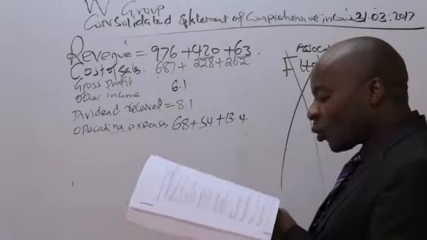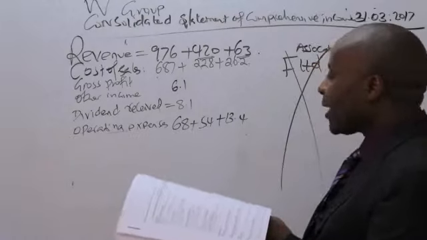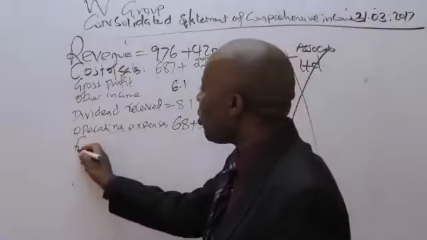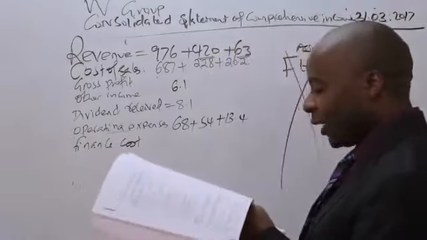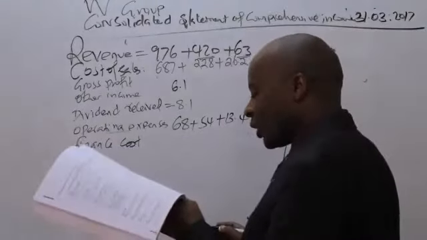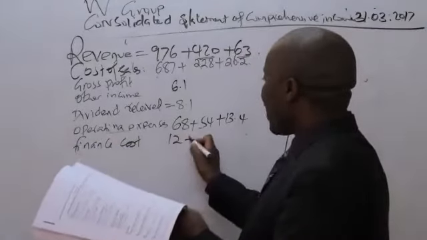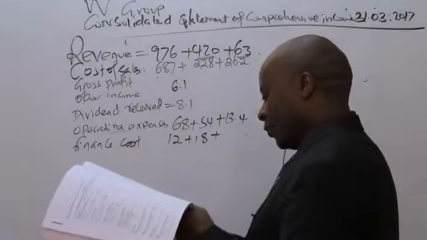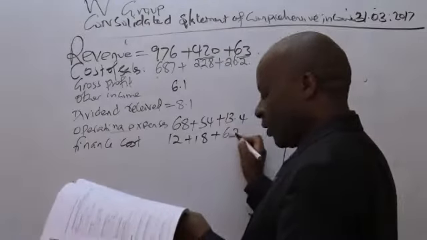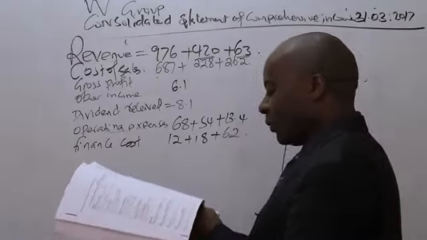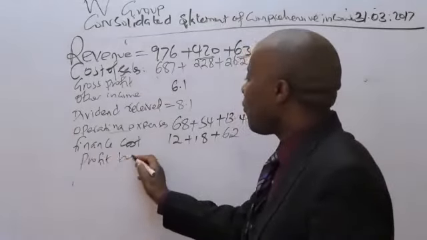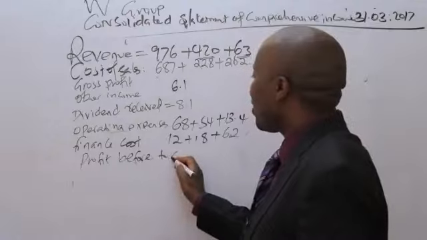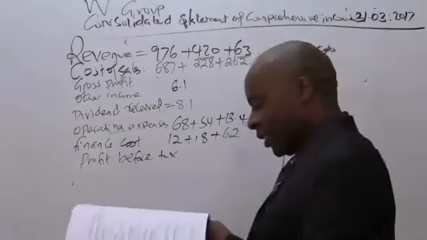From there, we go to the next thing, which is finance cost. So finance cost, what do we have there? I'm consolidating. So finance cost, ladies and gentlemen, I have 12, I have 18, I have 6.2. From there, ladies and gentlemen, we have the profit before tax. This one, of course, I will need a calculator later.